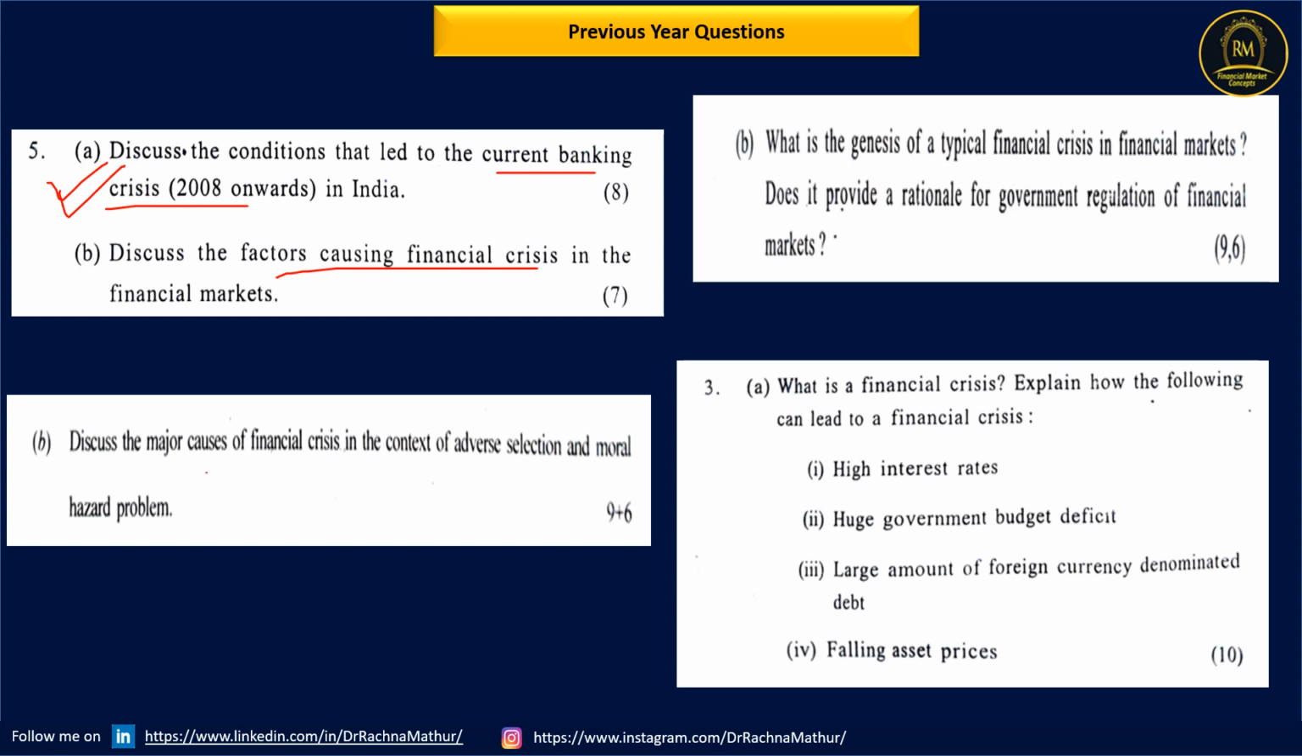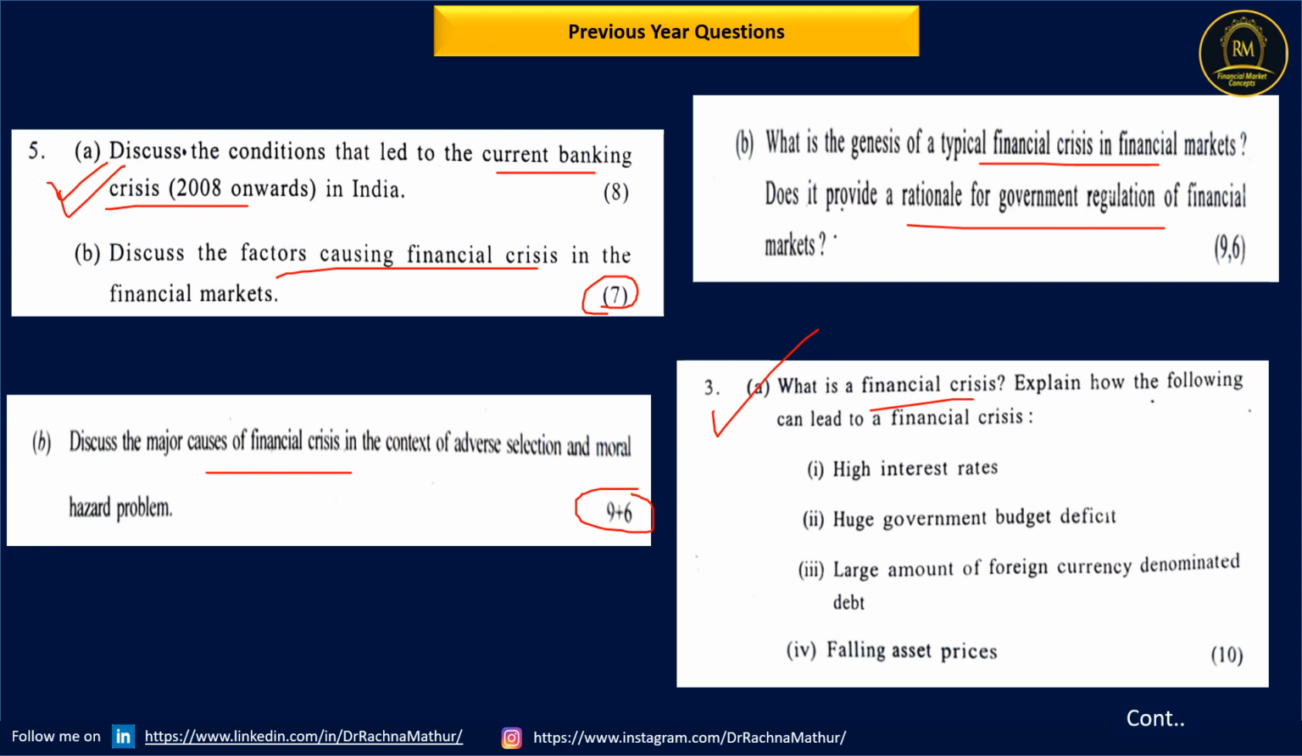Again, discuss the major factor causing financial crisis. So you can see it is a question which is in a long note. What is the genesis of a typical financial crisis again, and the rationale for the government to regulate the crisis? This is the question again on financial crisis. So prepare the financial crisis topic very well.